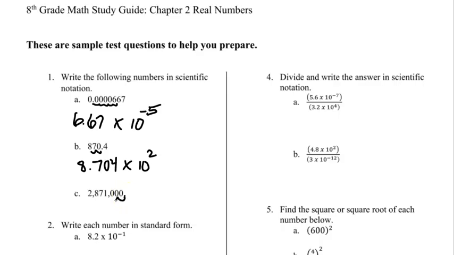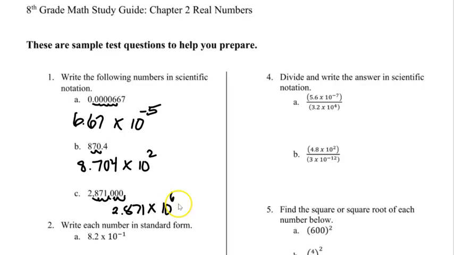And see, the decimal point is here. I move it 1, 2, 3, 4, 5, 6. So this is going to be 2.871 times 10, and I moved it 1, 2, 3, 4, 5, 6 places to the left, so it'd be times 10 to the 6th.